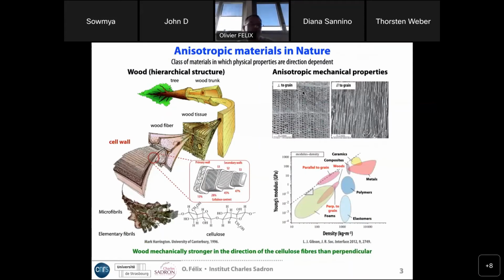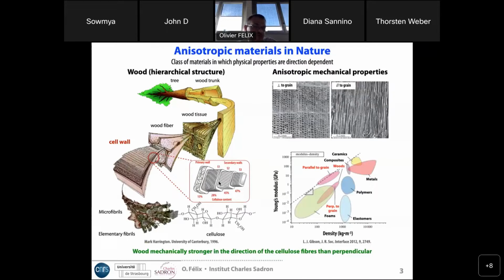If you look a little bit closer to the wood cell wall, you will see that it is composed of different layers, a primary wall and a secondary wall, where the cellulose fibrils are oriented in different directions. You see random, unidirectional alignment, helical, and so on.